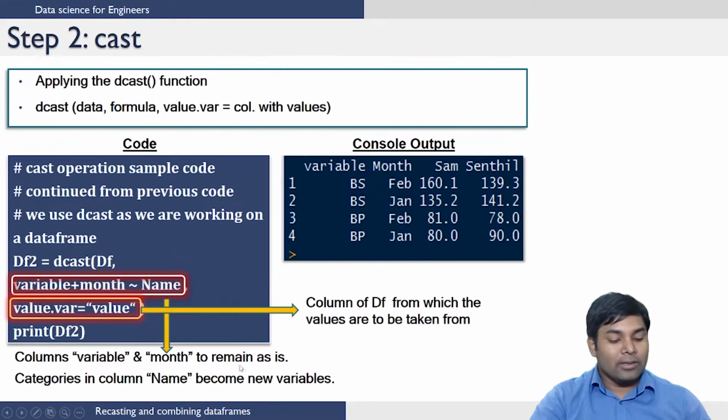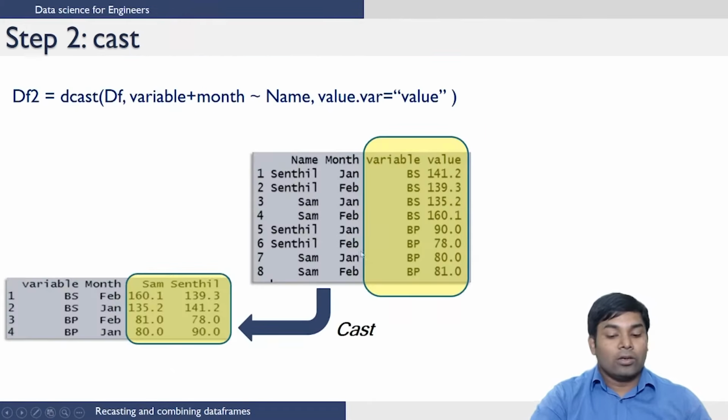Columns variable and month remain as they are, and the categories in name become new variables. We have 2 categories in this example, Sam and Sendil, and they will become the new columns, that is, new variables, and the values for those variables have to be picked from the column value. That is what value.var suggests. Once this operation is done, if you print the data frame, this is how you will get the data frame in your required format.